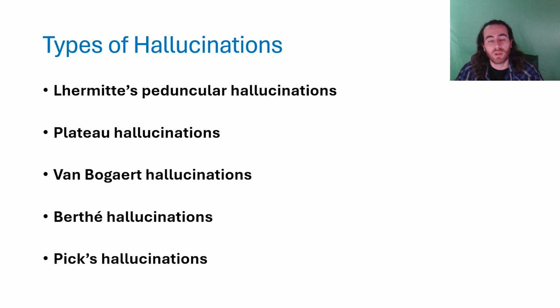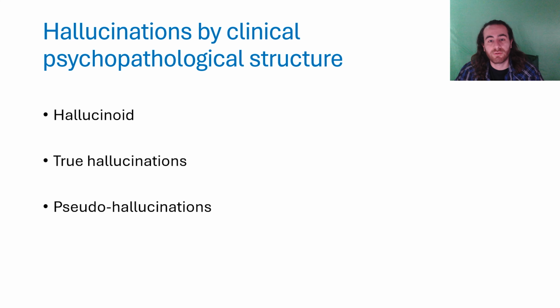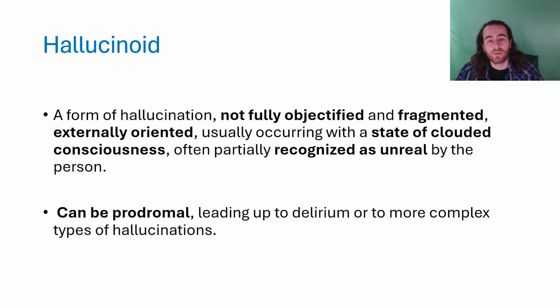Here are some more classical types of hallucinations which have somatic causes. I won't be going into detail here, but you can look them up if you're interested in the topic. The three main structural types of hallucinations we see are hallucinoid, true hallucinations, and pseudo-hallucinations. Hallucinoid refers to incomplete, unstable hallucinatory experience, usually seen with clouded consciousness.